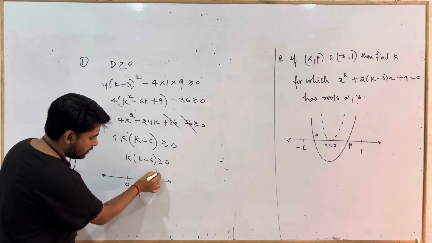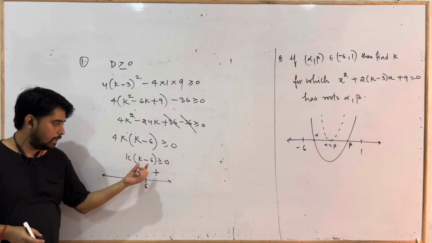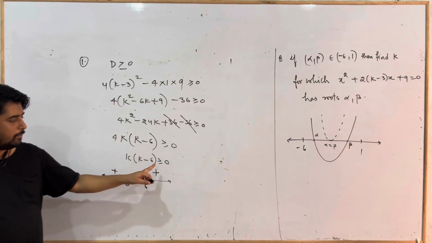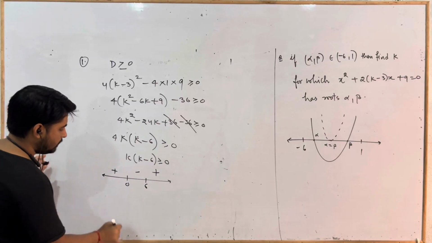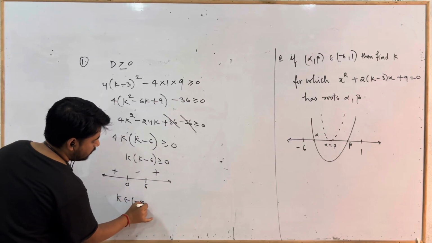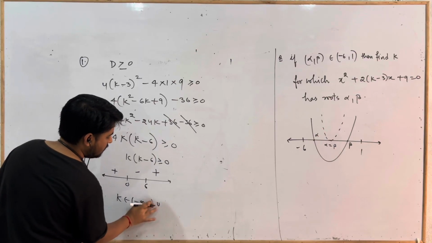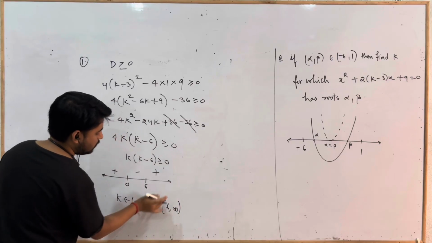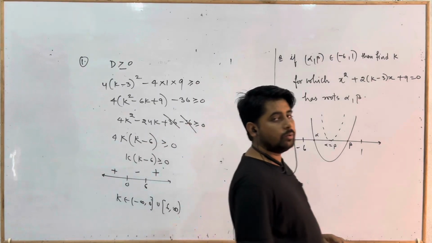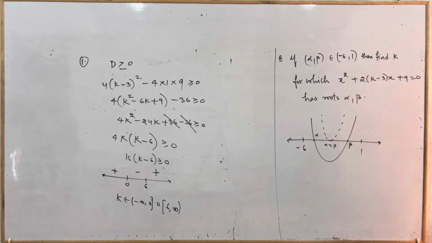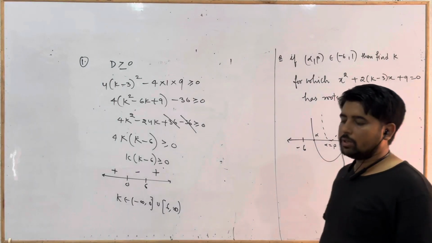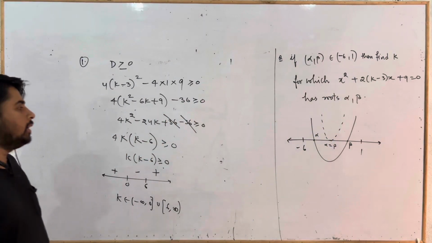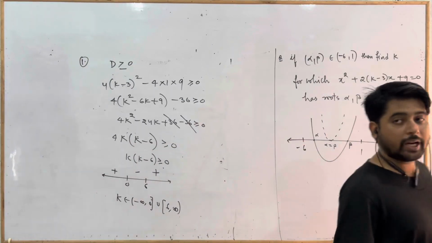So I will start with the plus sign. Plus. The power is odd here, so this is minus. Again the power is odd, so it's plus. And I am talking about greater than 0. So k belongs to minus infinity to 0 union, closed interval here, because equality is also mentioned, so I will take the closed interval. So this is the value of k here: minus infinity to 0 union 6 to infinity. This is the first condition, D is greater than or equal to 0. Okay. Now I am going to write about the second condition.